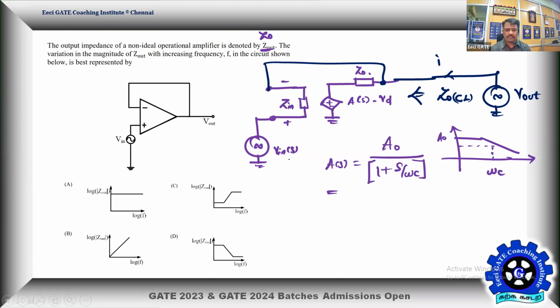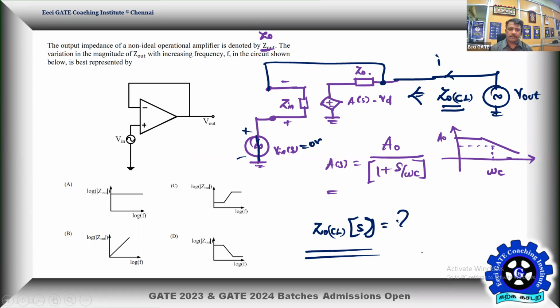There is a condition for this. You have to switch off your V in, so V in must be made 0. Make V in 0, then let us go for Z naught under the closed loop condition. That is what he is talking about. The statement is about the variation in magnitude of Z out, that is Z naught closed loop only. So we need to find out Z naught closed loop of S, and then we'll comment on this. So let us find this closed loop impedance of this op amp buffer circuit.